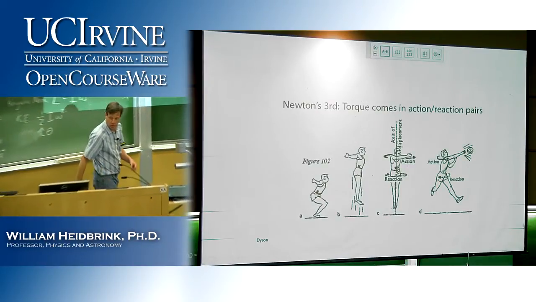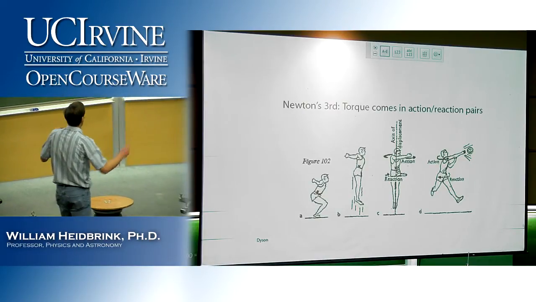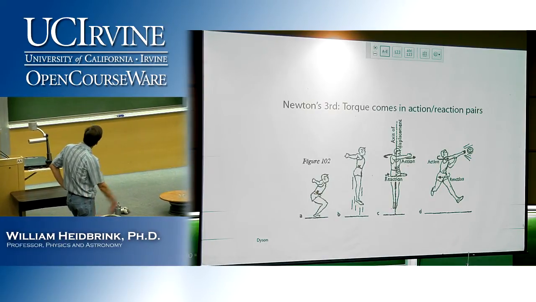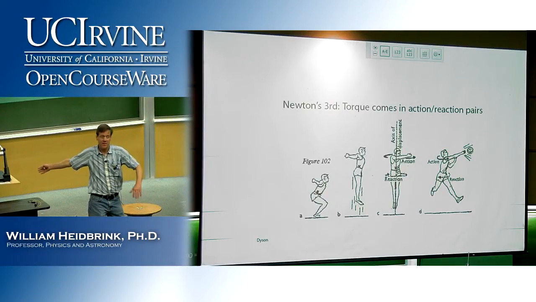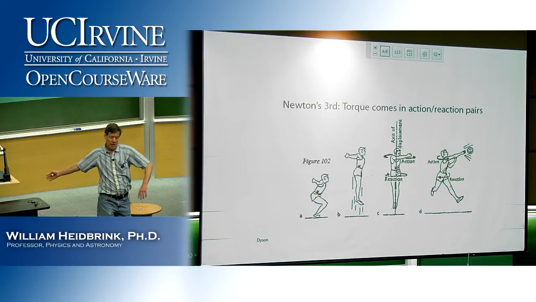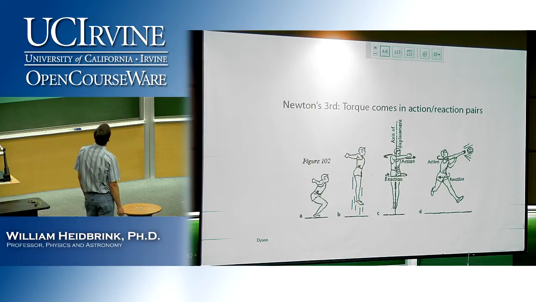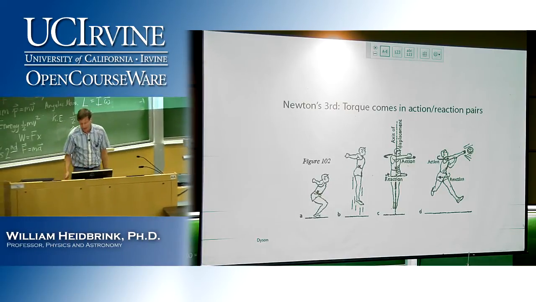Now here's back to Newton's third. Torque comes in action-reaction pairs. So when a person is up in the air, they're an isolated system, and there's no external torques on them. So this athlete is jumping up in the air, swinging with their arm. Because they're an isolated system, the torque applied by the body to make the arm swing gives an equal and opposite torque on the lower body to make it rotate the opposite direction. So you get this action-reaction kind of pair for torques. And this is very important, particularly in athletics involving gymnastics and things like that.